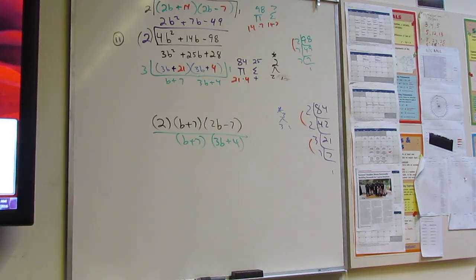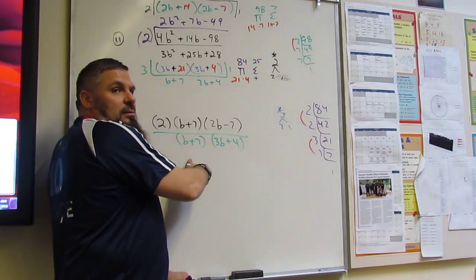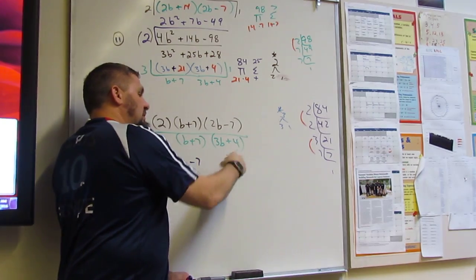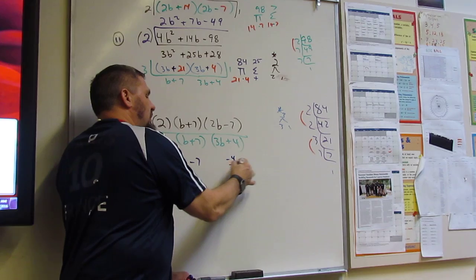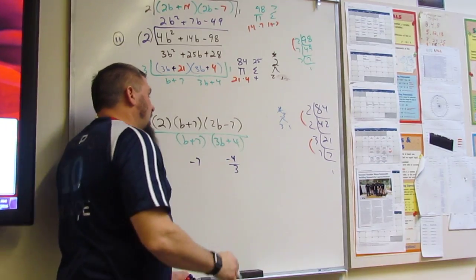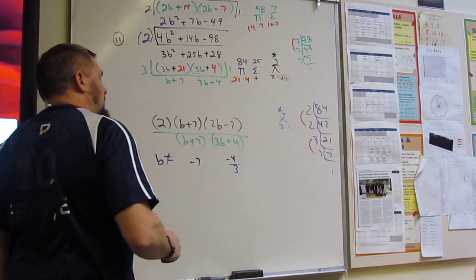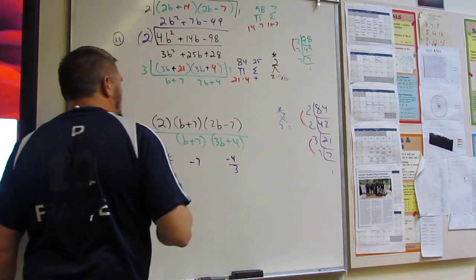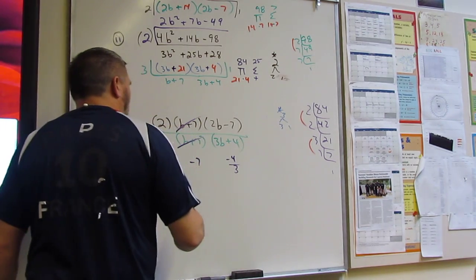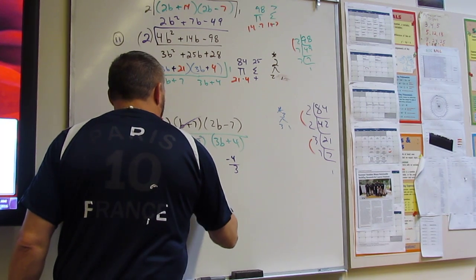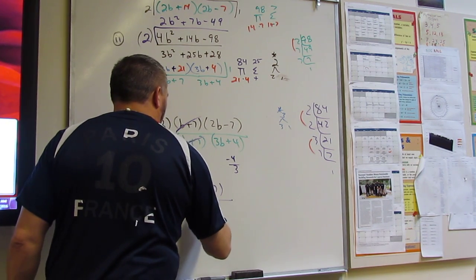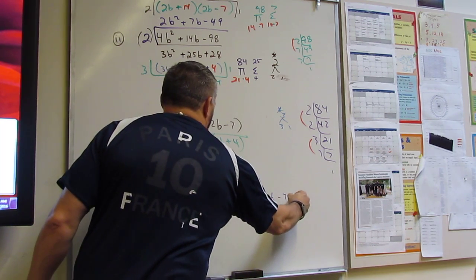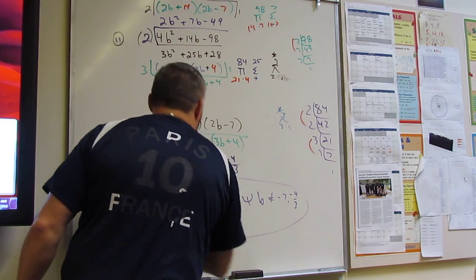What can b not be? Negative 7 and negative 4 thirds. So that's what b cannot be. Can we cancel anything out? The b plus 7. So I get 2 times 2b minus 7 all over 3b plus 4, where b cannot be negative 7 and negative 4 thirds, and there you have it.